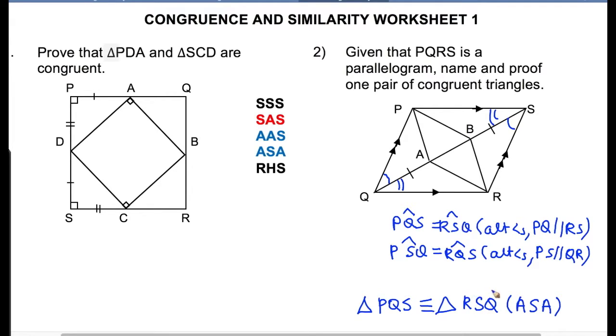Finally, we have a common side, which is QS. QS is a common side. So we have two angles and a common side. Angle, side, angle. This completes the proof.